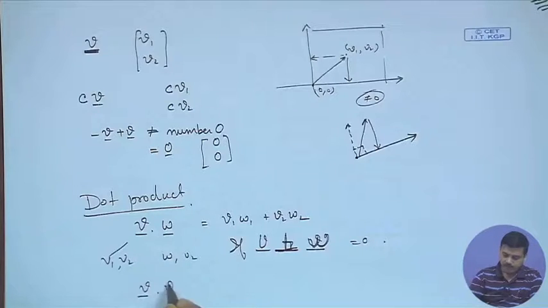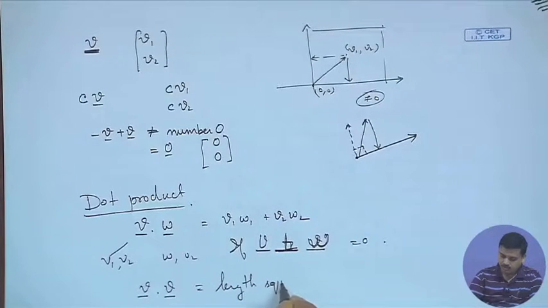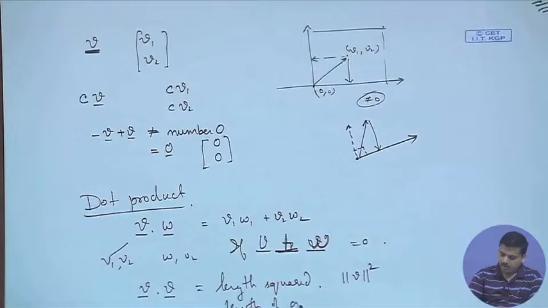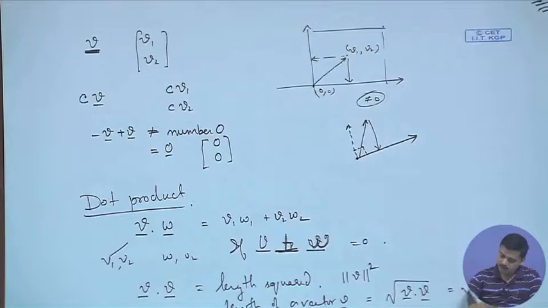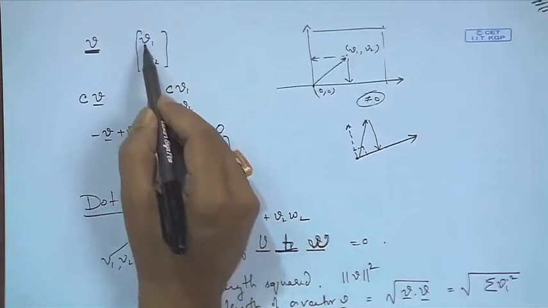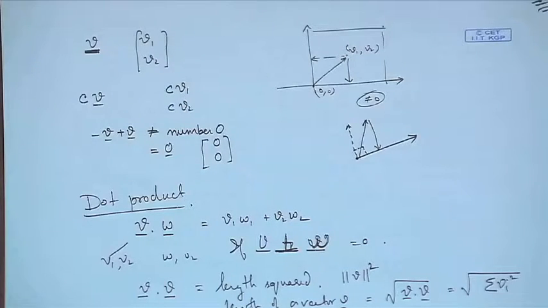If you take v dot v, this is basically the length squared, or it is indicated as the norm of v squared. You could also write it as the length of the vector. The length of a vector v is given as the square root of the dot product with itself, which could also be written as the square root of the sum over vi squared. So basically, v1 squared plus v2 squared, square root of that, is the length of the vector.